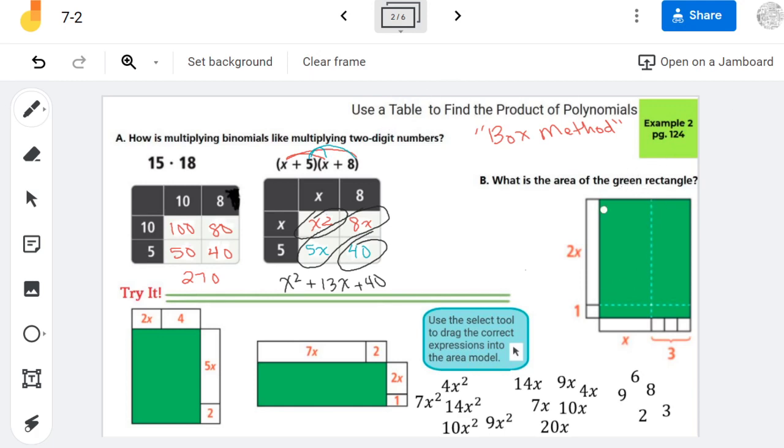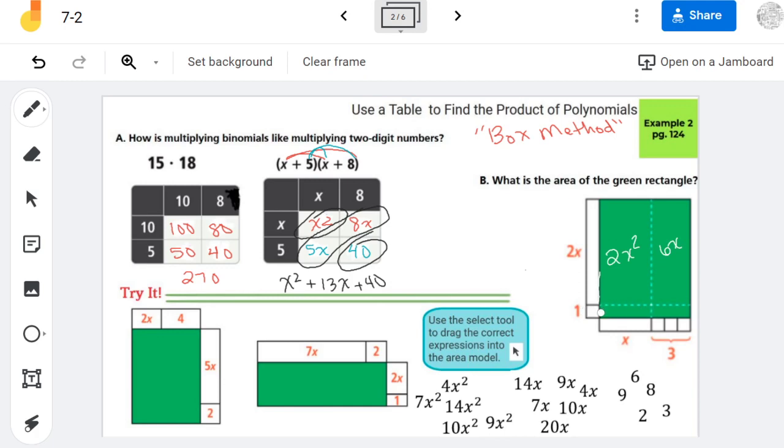So what they're doing here is they're asking us to find the area of this green rectangle. All right, which is really the same thing as that box method if you notice. So what I'm going to do is I'm going to find the area of each of these like sub boxes and then add them all together. All right, so the length of this box here is 2x, and the width of that box is 1x. So 2x times x is 2x squared. Now this right-hand box, right, my length is still 2x, but my width in this case is 3 units. So 2x times 3 gives me 6x.